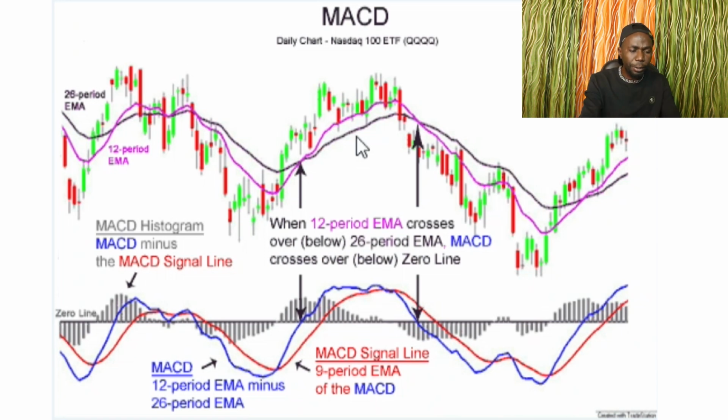First you watch for a crossover at the MACD, and after that you watch for a crossover at the moving average. Now if you watch clearly, you see that the MACD line, which is the blue line, crossed below the signal line, which is this red line. And then what happened? The 12 EMA, which is this purple line, crossed below the 26 EMA, which is this black line. And then what happened? The trend now changed from an uptrend to a downtrend.